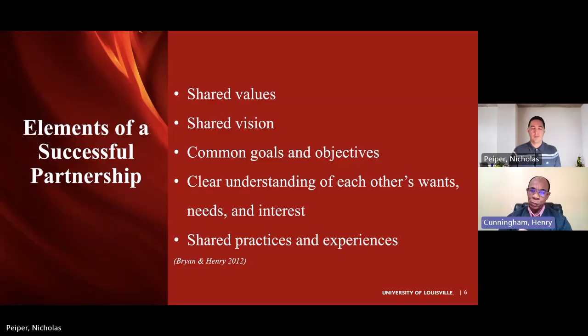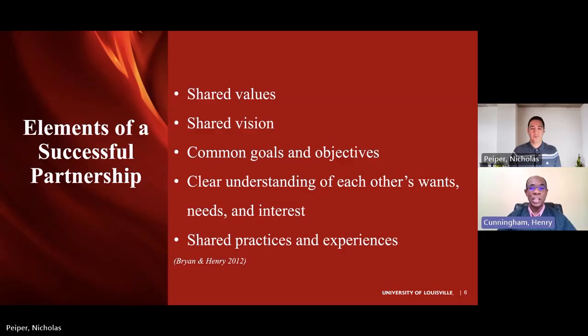It's important too that you have an understanding of what each other wants. What do you want out of the partnership? What exactly do you need out of this partnership? And what is of interest to you? Those are very, very important. Again, if you don't want the exact same thing, there will be some tensions. There'll be a tug of war because you will not be working to address each other's needs, wants, and interests. So it's important that those are all aligned.